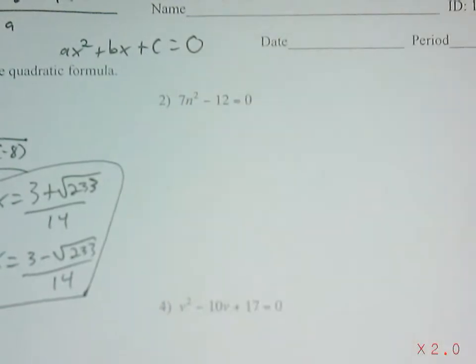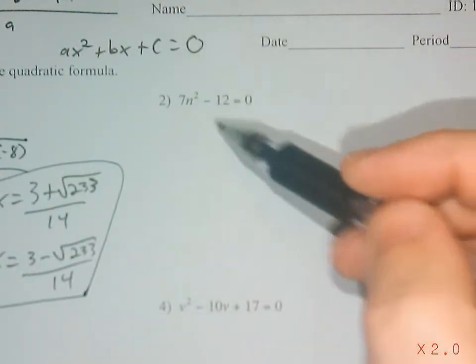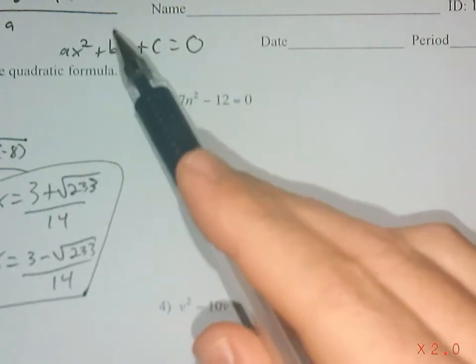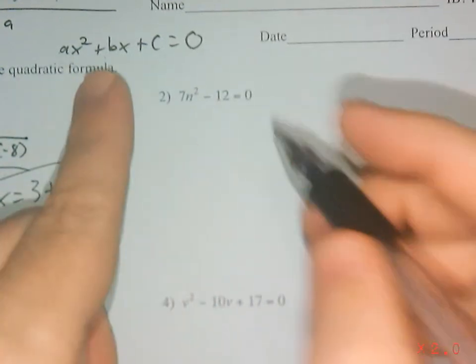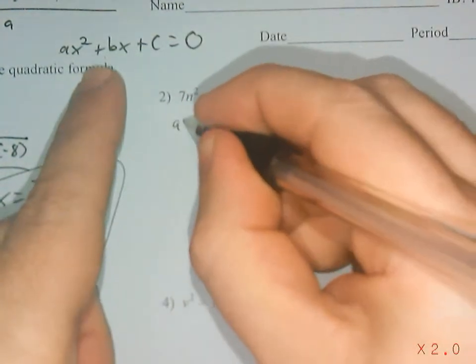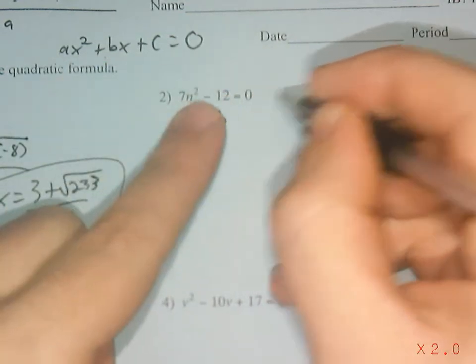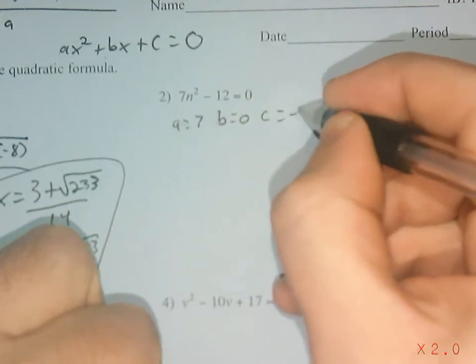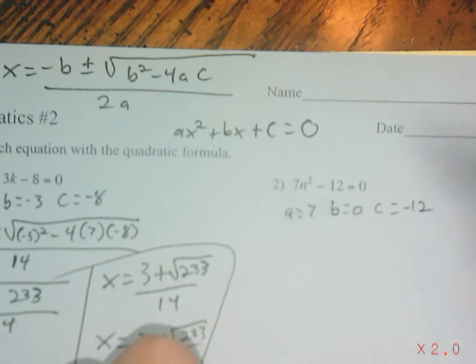So I have it equal to 0. So it's in my form already. I don't have a middle term, but that's fine because I just assume that is 0 times whatever the variable is, which means a is going to be 7 here. B would have to be 0, right? Because there's no middle term. So B would have to be 0, and C would have to be negative 12. Okay, and then I plug all those into my formula.